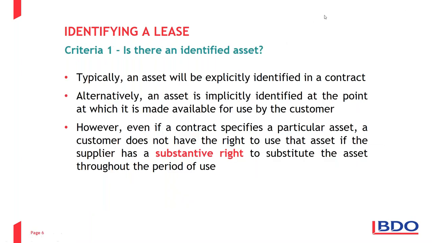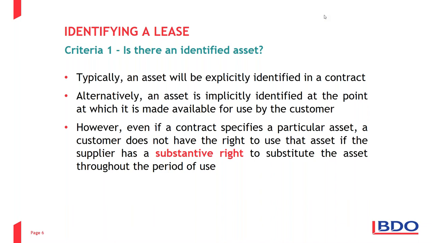If we look at it a little bit more and flesh it out a little bit more, if you look at the first question or the first criteria, which is, is there an identified asset? You will remember that in earlier training we've talked about typically that asset will be explicitly identified in a contract.